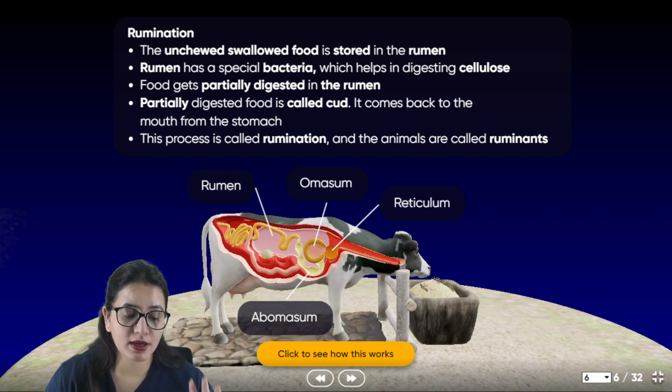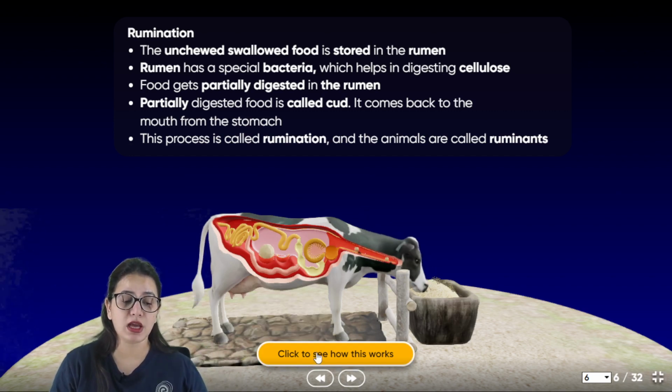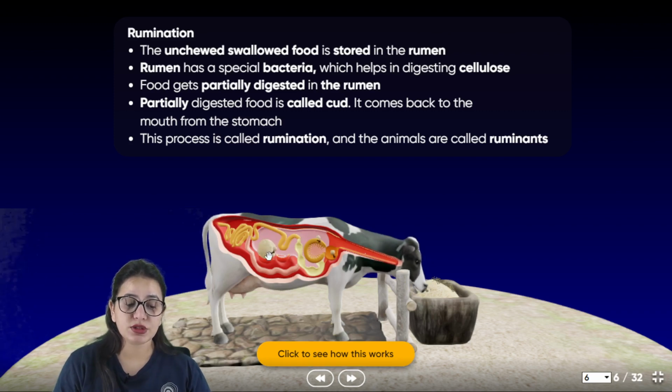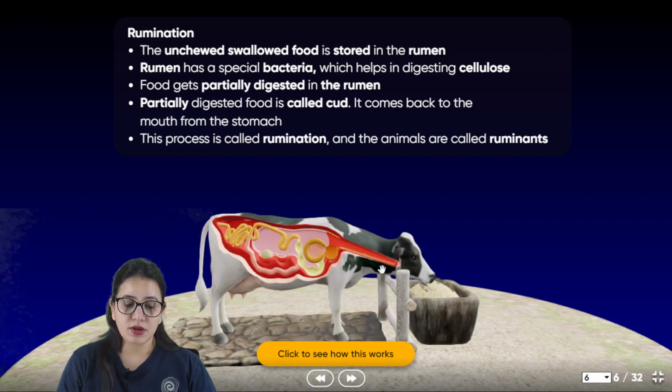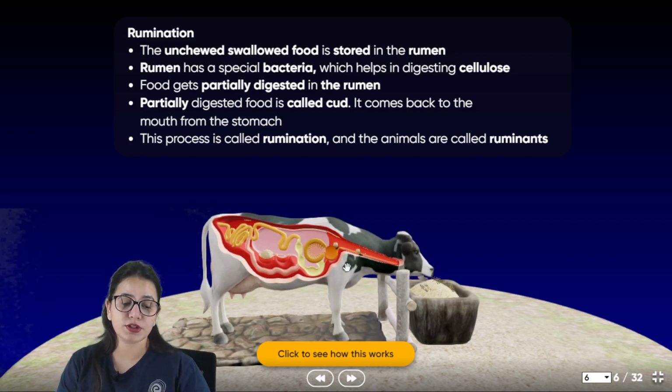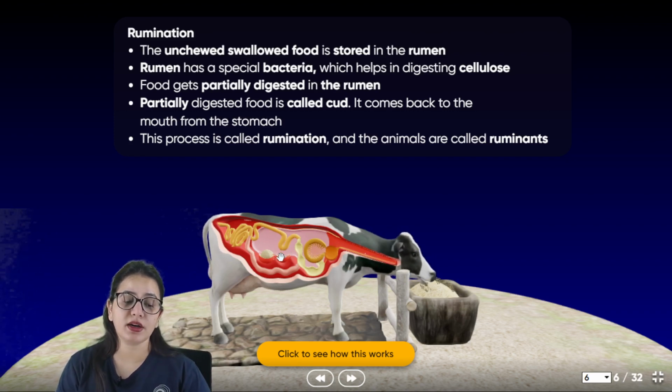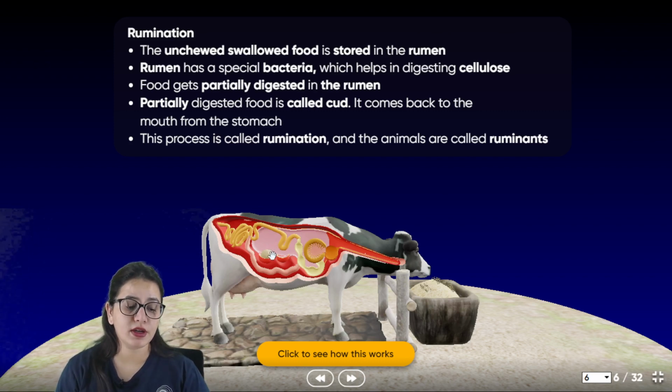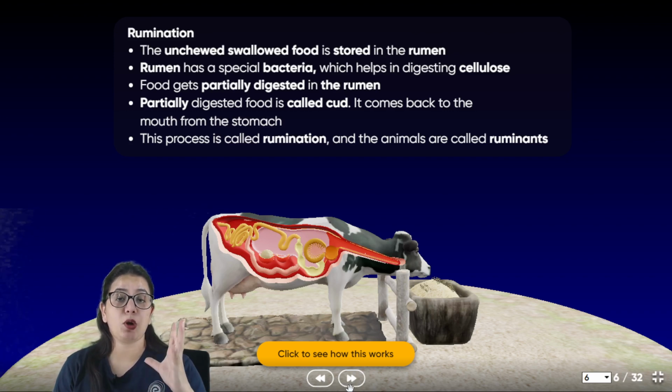Clear? Okay, I'm going to click and make you see how it works. See, it's going to stay in that rumen. Again, it is coming back to the mouth. So the part of the food which is stored in the rumen is called curd. We call that part curd, and this whole process is called rumination. I hope this is clear. This is a very special process which happens in herbivores.